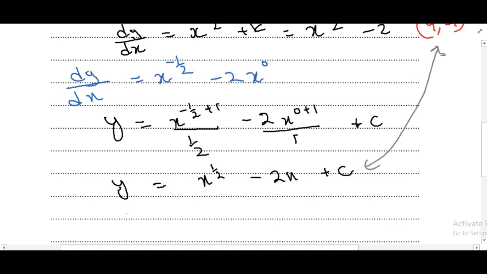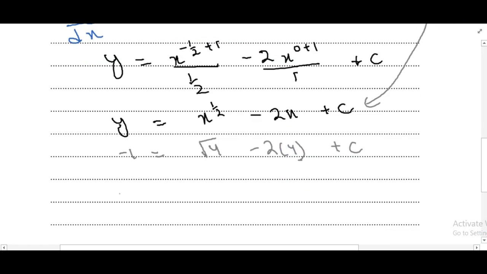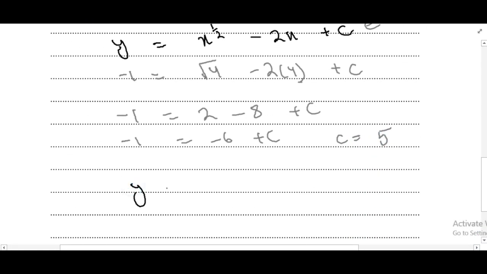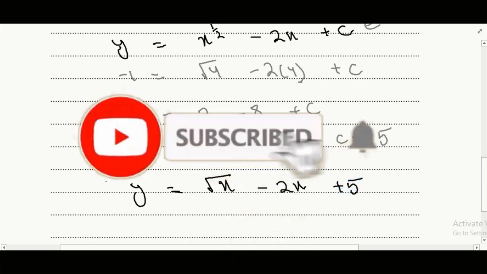Now we are going to plug in this point, where the value of y is negative 1. So negative 1 equals square root of 4 minus 2 times 4 plus c. So it becomes -1 equals 2 minus 8 plus c. So -1 equals -6 plus c, so c is equal to 5. So our final answer is y equals square root of x minus 2x plus 5. This is our equation of the curve.